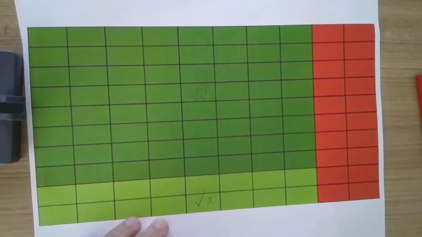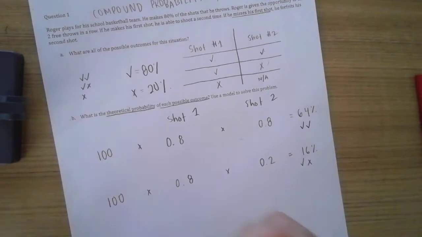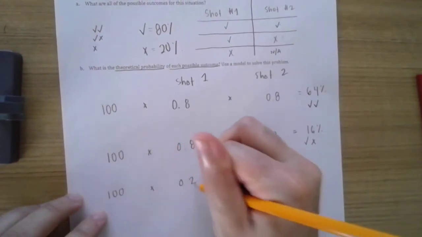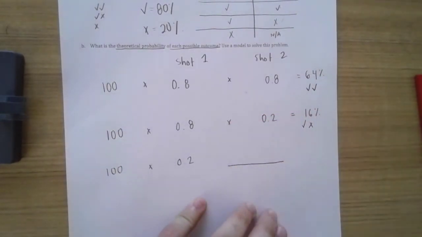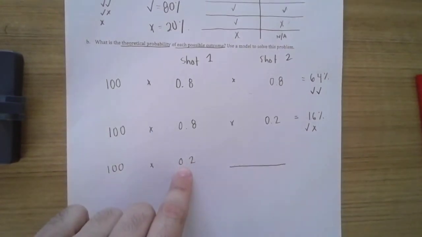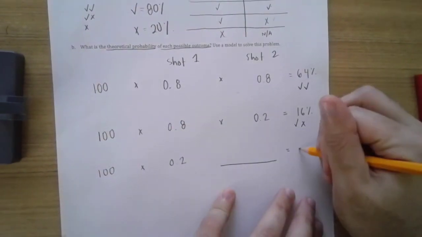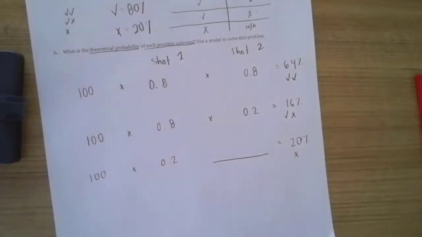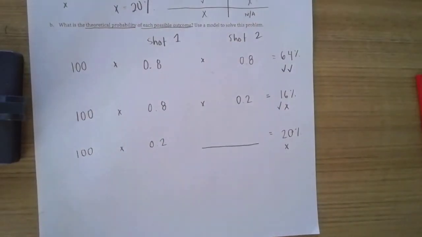The only other outcome that we haven't solved for is the red, which we know is 100 shots times the 20% chance that I will miss. And there's nothing else here. There's nothing for the second shot, because again, I cannot take a second shot if I miss the first one. So it's just 20% of 100, which is equal to 20. That's just the miss. And of course, those 20 boxes are here. That is how you can represent this mathematically, by just multiplying those percentages.